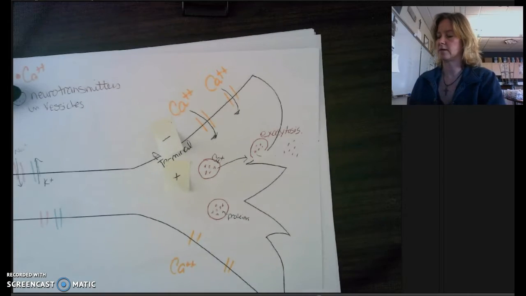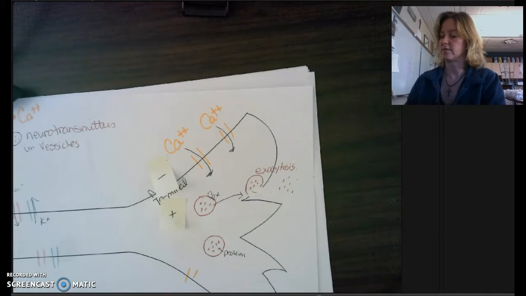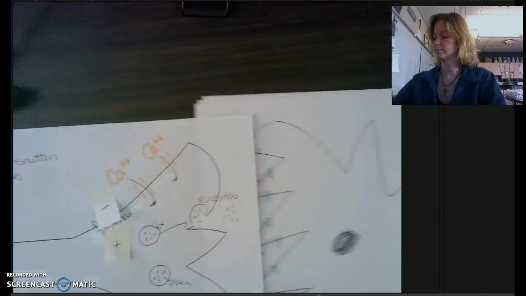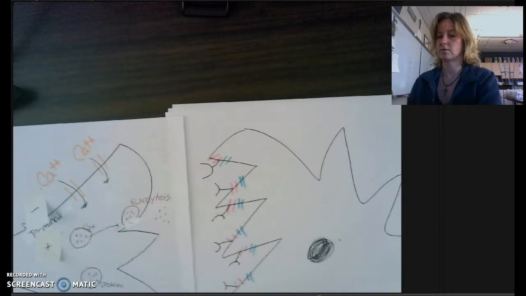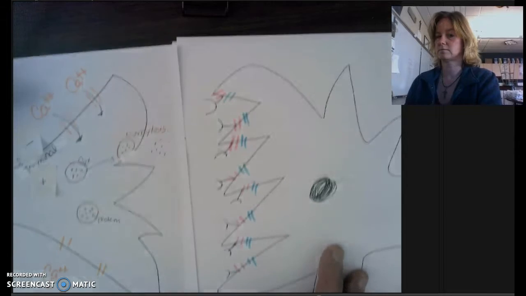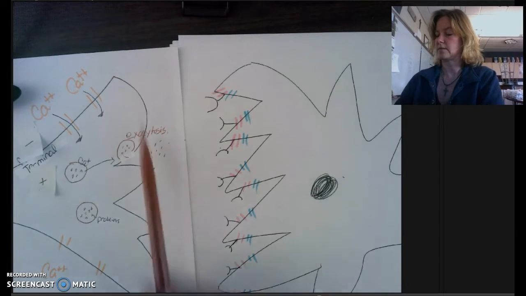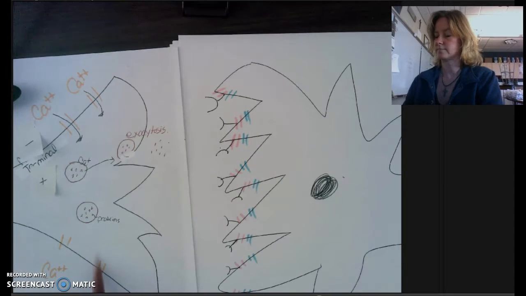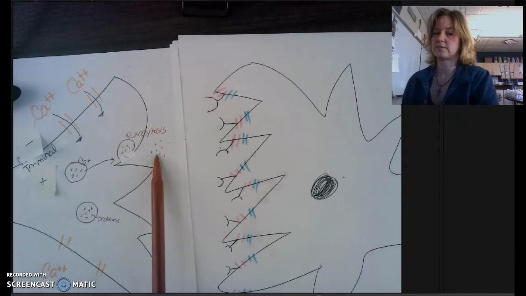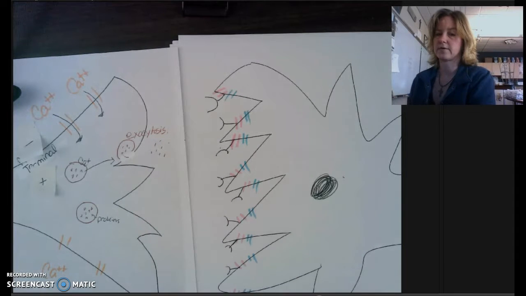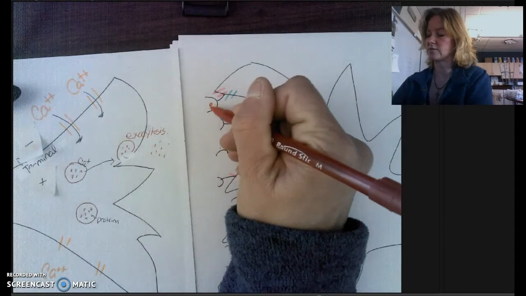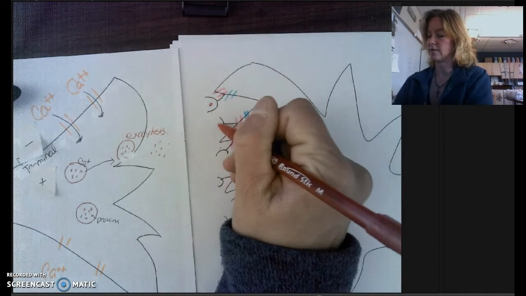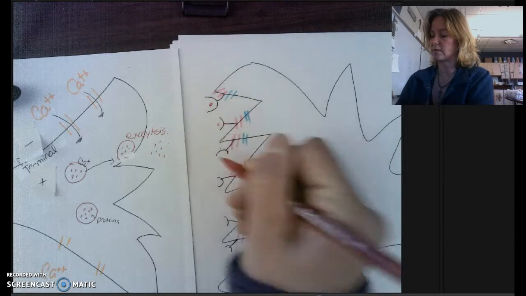So what happens next? Once they are in that synaptic gap, their job is to get to my next neuron. Here's my presynaptic neuron, and I've got my neurotransmitters that have been released into this gap. The neurotransmitters are going to come over and attach to these receptor proteins. These red dots are fitting very nicely into my receptors.